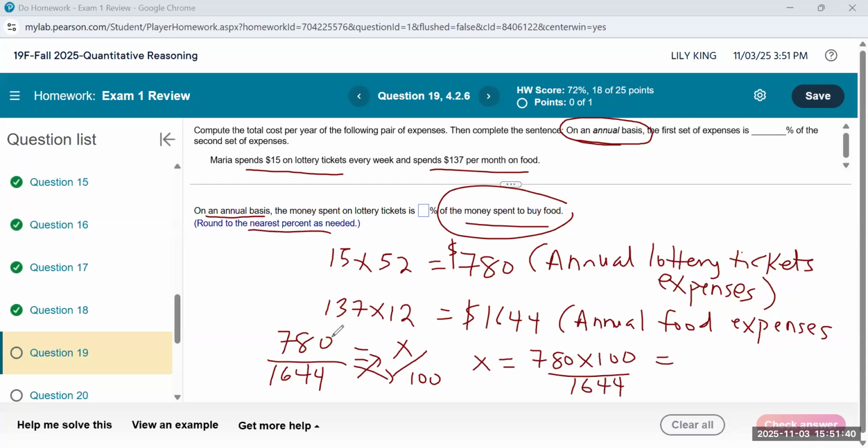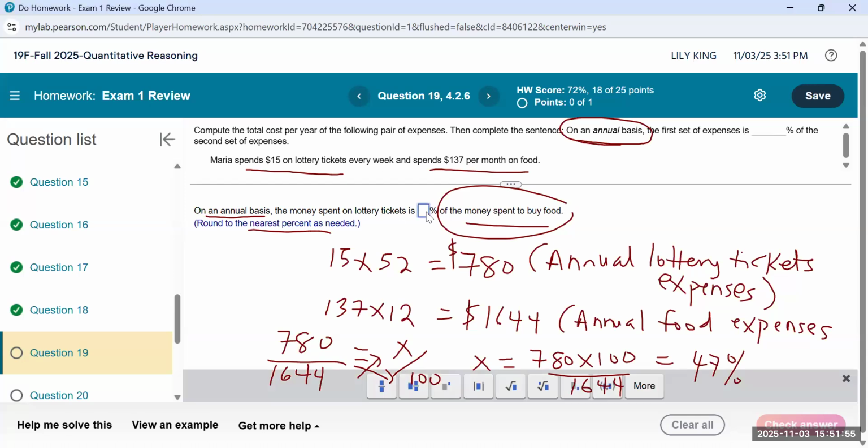And to the nearest percent, we have 47%. So on an annual basis, the money spent on lottery ticket is 47% of the money spent to buy food.